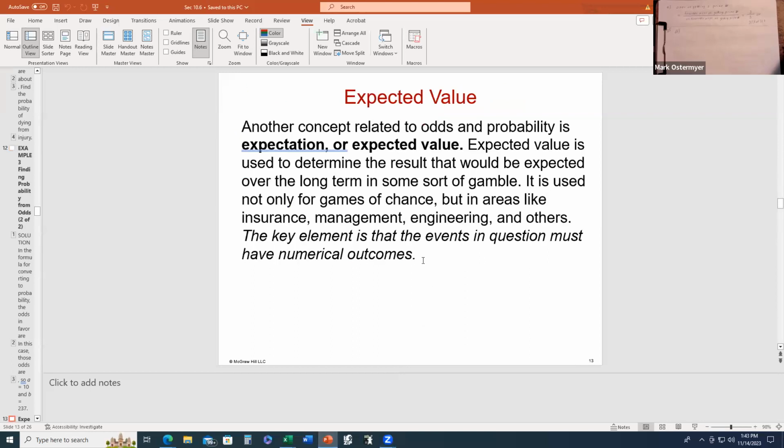All right, another concept related to odds and probability is something called expectation or expected value. Expected value is used to determine the results that would be expected over the long term or long haul of a probability experiment. It is used not only for games of chance, but also is used frequently in areas in the insurance industry. Expectation is used in management and engineering and other various fields. The key element is that the events in question must have numerical outcomes.